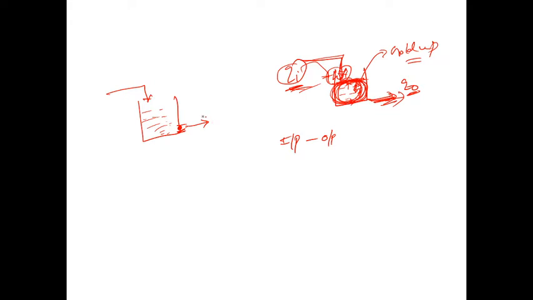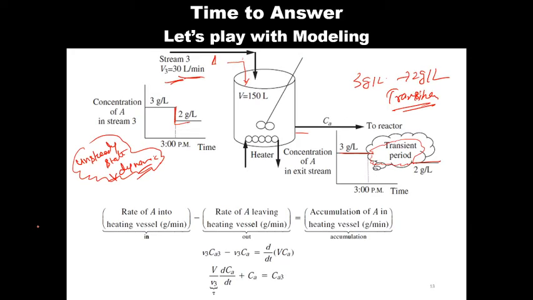So how is this changing? What is the dynamic? You can write the in minus out is equal to whatever the accumulation. Is it clear? So you can write here the rate of A into the heating vessel minus the rate of A leaving from the heating vessel is equal to the accumulation of A in the heating vessel. Okay?